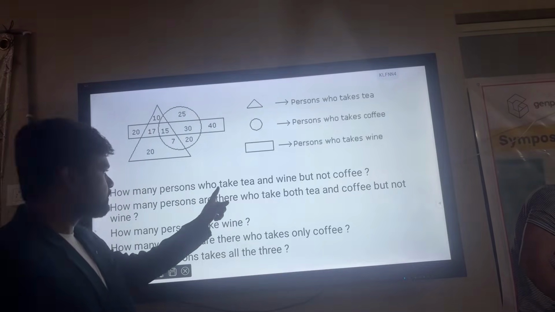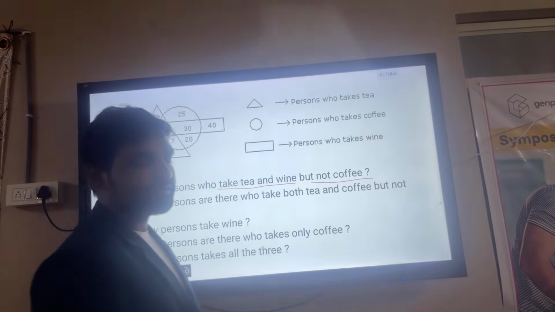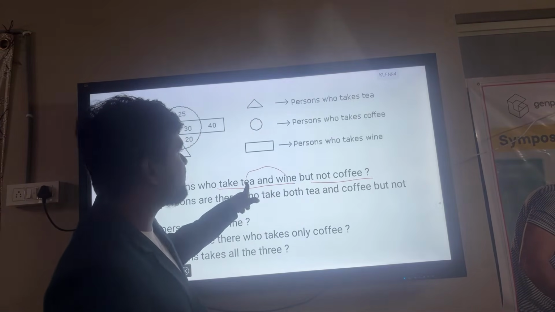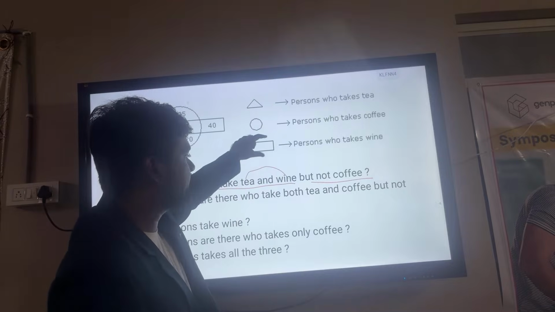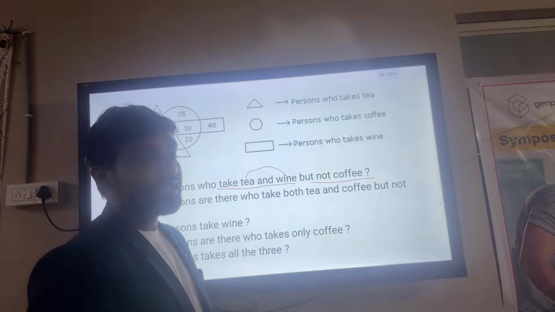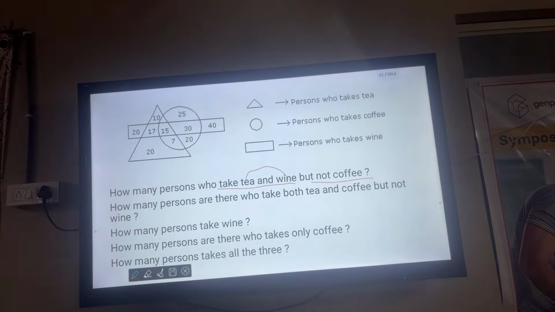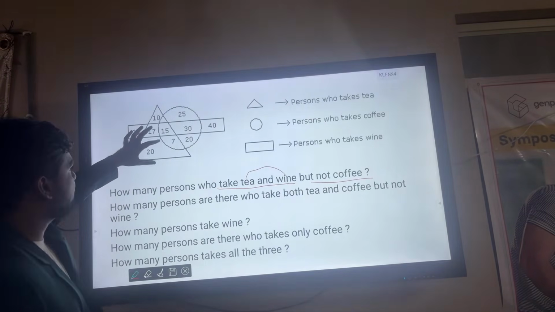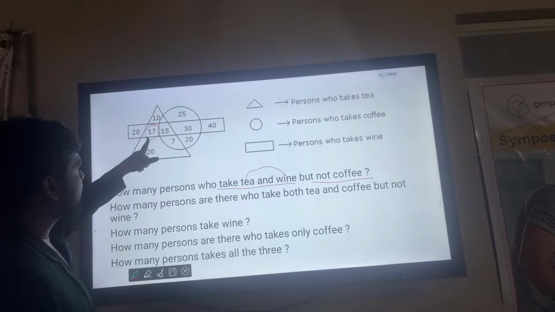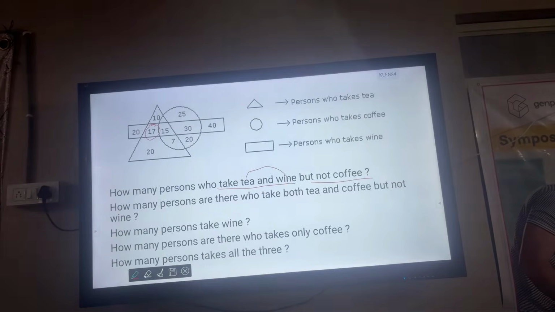How many persons take tea and wine but not coffee? They have to take tea and wine. Tea is nothing but a triangle, wine is nothing but a rectangle. They must be in triangle and rectangle, but not in coffee, not in circle. These are in triangle and these are in rectangle, but they are not related to circle. What is the answer? 17.